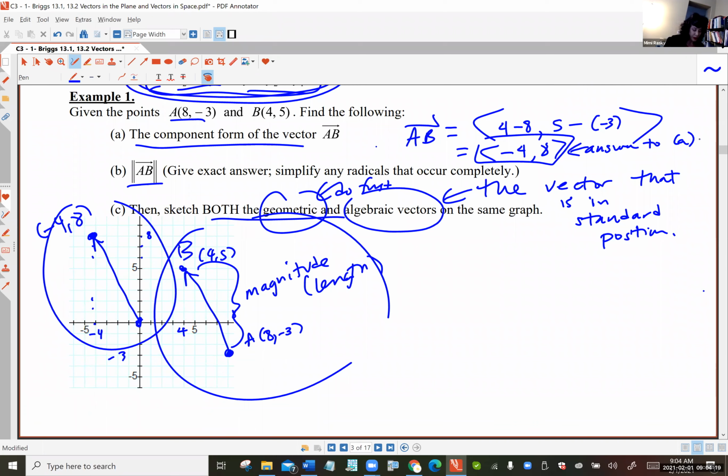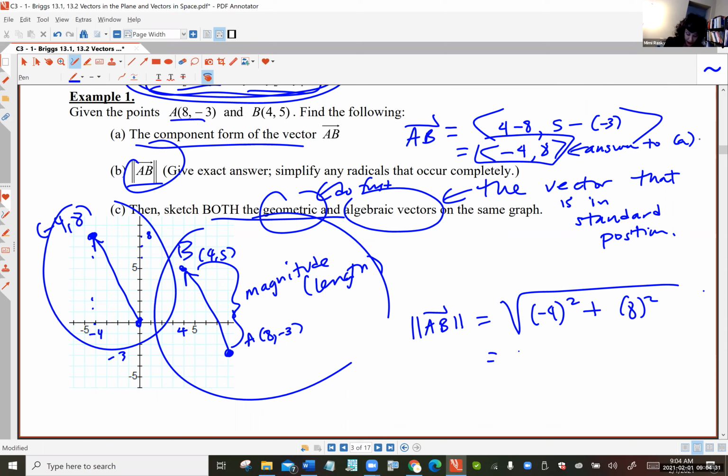Okay, now let's go get the magnitude. So how do you get the magnitude of AB? You're going to take the square root of the sum of the squares of the components. This is essentially using the Pythagorean theorem. And it's pretty easy. And you'll get square root of 80, and I'll mark you off 1 point if you leave it as square root of 80. Why? I like you to simplify your radicals completely. Please don't give me the decimal version. I like exact answers unless I specify I want the approximate decimal.